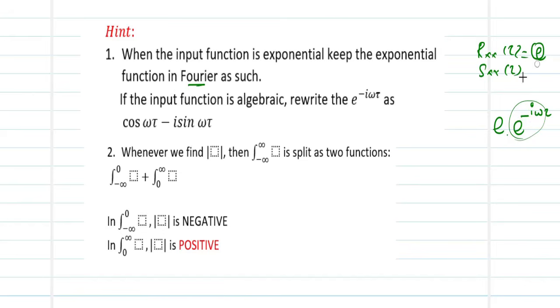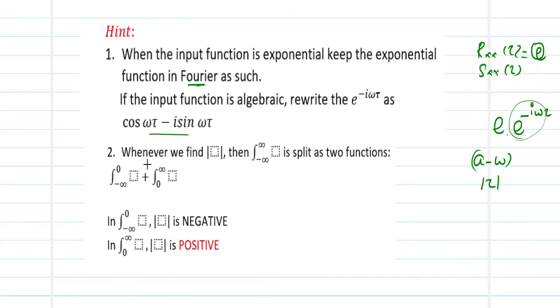But if the input function is going to be algebraic in nature, that is, it is going to be in terms of omega or in terms of tau and so on, then what we do to this e power minus i omega tau is we split and write it as cos omega tau minus i sin omega tau. So this will be the first hint we will keep in mind. If input is exponential, keep the Fourier as exponential. If the input is algebraic, we will have to split the exponential as cos and sin.